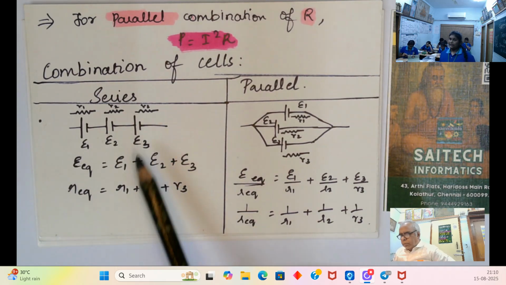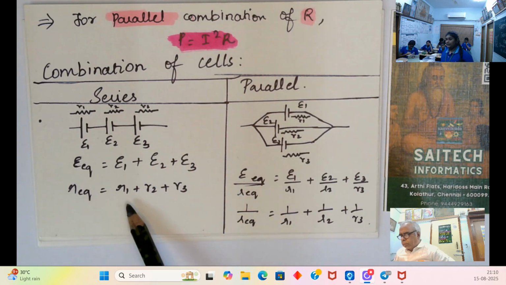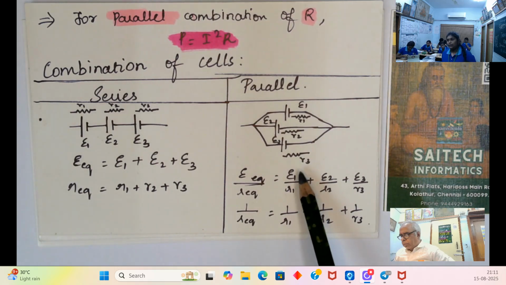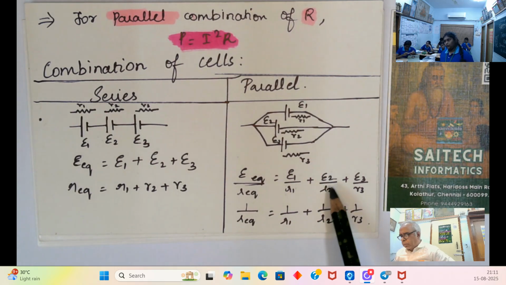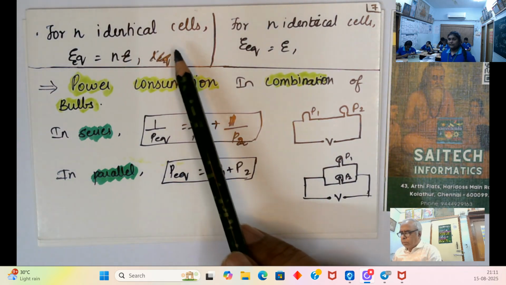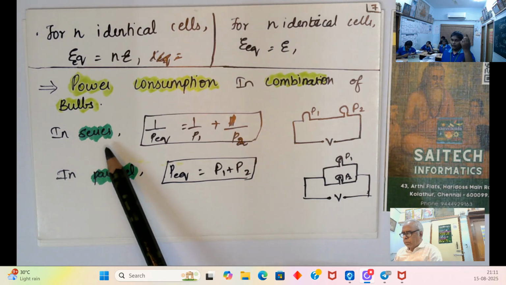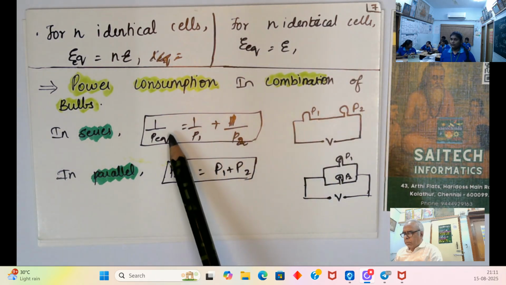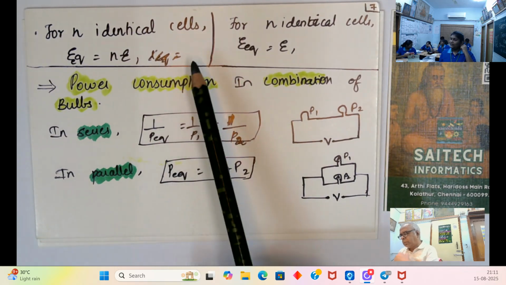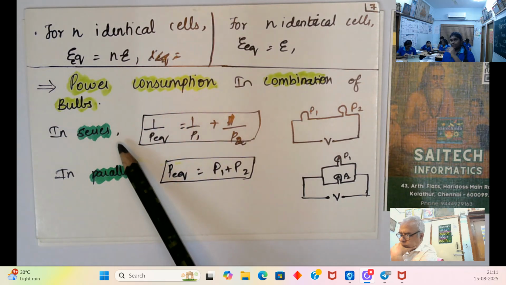electromotive force EQ is equal to E1 plus E2 plus E3. In parallel case, we need to divide EQ by R, which is the internal resistance: E1 by R1 plus E2 by R2 plus E3 by R3. The other difference is for n identical cells in series connection, EQ is equal to n into E. For parallel connections, EQ is equal to E, which is the same.